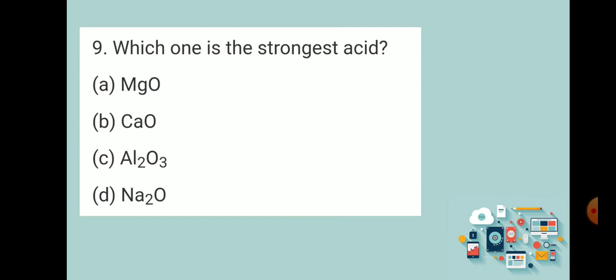Ninth question, which one is the strongest acid? Option A, magnesium oxide, option B, calcium oxide, option C, aluminium oxide, option D, sodium oxide. And the answer is option C, aluminium oxide. The solution is, in magnesium oxide, the oxidation state of magnesium is +2. In calcium oxide, the oxidation state of calcium is +2. In aluminium oxide, the oxidation state of aluminium is +3, whereas in sodium oxide, the oxidation state of sodium is +1. The higher the oxidation state, the more acidic the oxide and the stronger the acid. So, as aluminium has the +3 oxidation state, which is higher than the given options, it is the strongest acid.